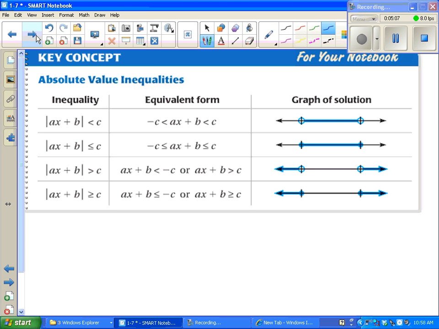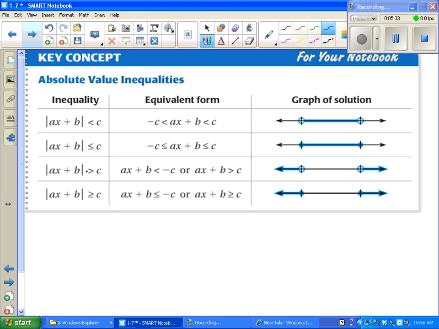Kind of a little cheat sheet here. It tells you what your graph's going to look like on inequalities. If you see a less than, it tells you to use two open dots and shade in between. Less than or equal to is the same thing, except you use closed dots. Greater than, we shade outwards like an or. Greater than or equal to, we also shade outwards like an or, but we fill in the dots.